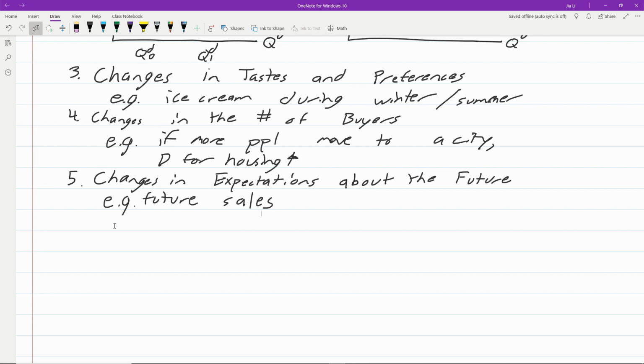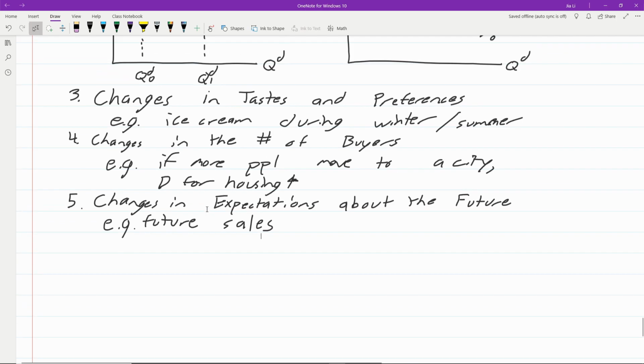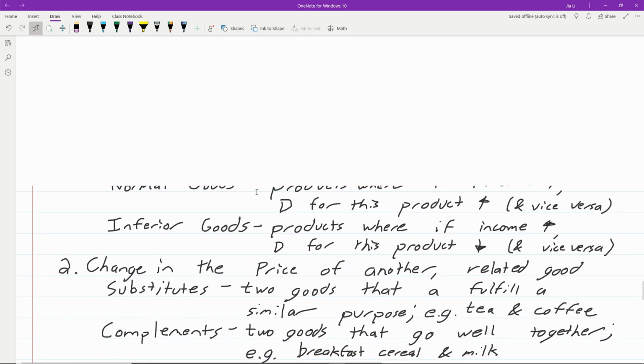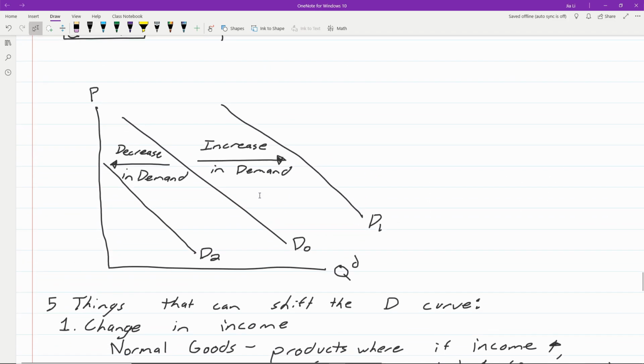If we're expecting a raise, for example, then we might feel a little bit better about spending more money right now. So hopefully that makes a lot of sense. Those are the 5 different things that can cause a shift in demand. And remember, it always works out the same way: when there's an increase in demand, it shifts to the right. When it's a decrease in demand, you shift it to the left.